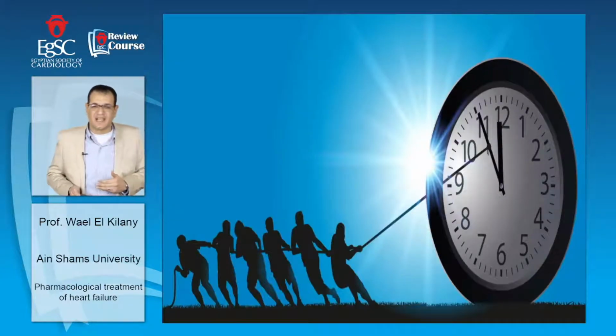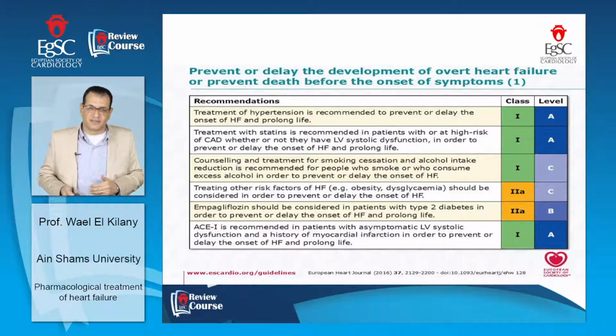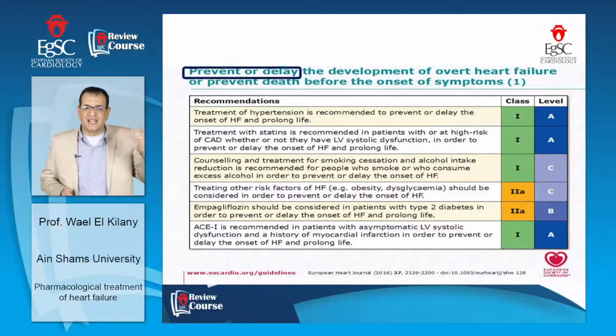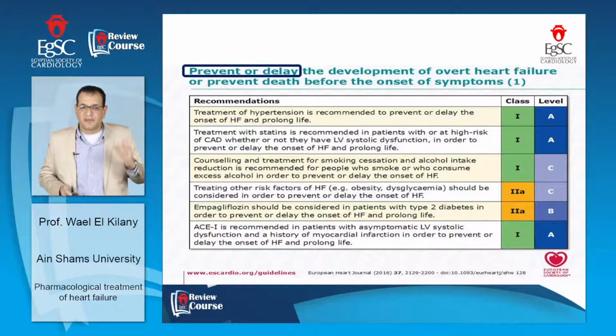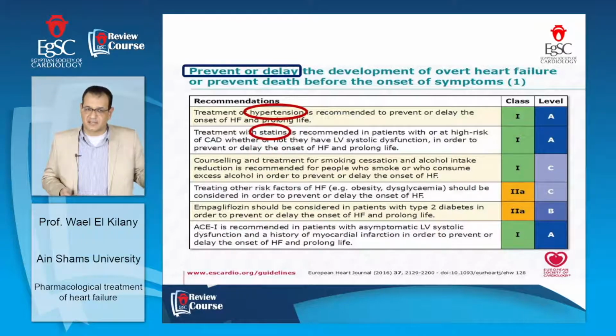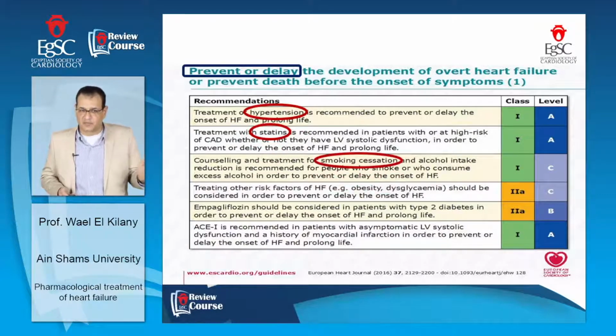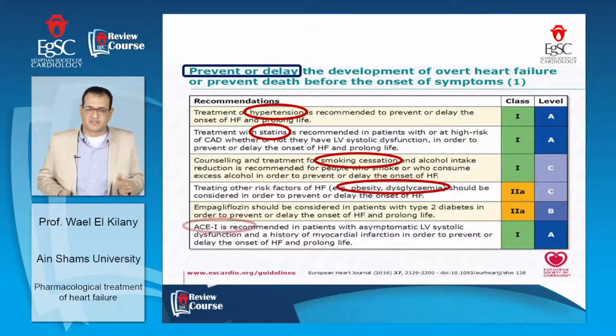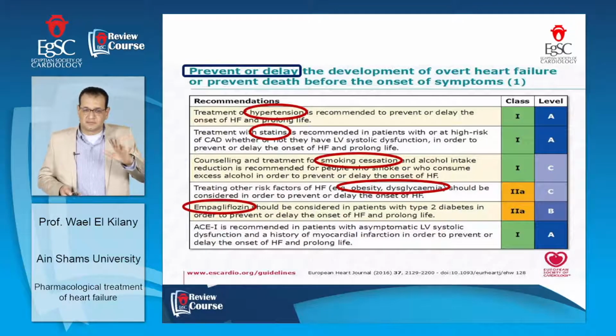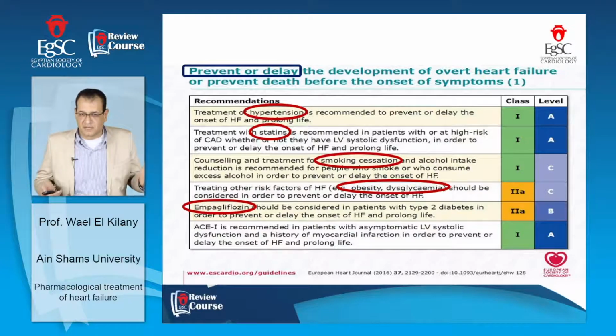Simple rules to delay the overt heart failure. Number one, to prevent or delay the development of overt heart failure in a patient with impaired ejection fraction but without symptoms, we should treat hypertension, treat hyperlipidemia with statins, stop smoking, and treat obesity and dysglycemia. We should treat all these risk factors. Some treatments with diabetes are proven to improve the onset of heart failure and prolong life.